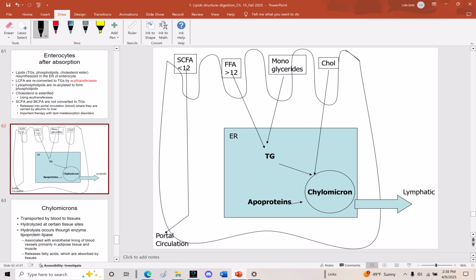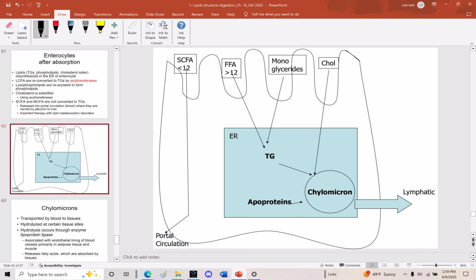This is the brush border, by the way. This is what I meant by brush border of your enterocytes. They create these microvilli. And short chain fatty acids can be absorbed, diffuse into the body, go straight to portal circulation, and go to the liver. Short and medium chain.